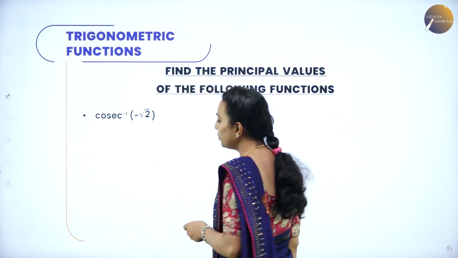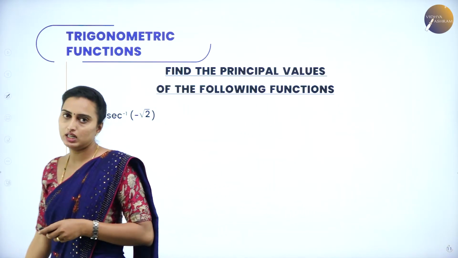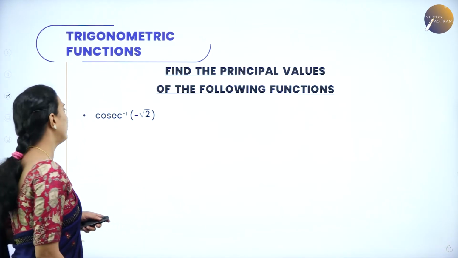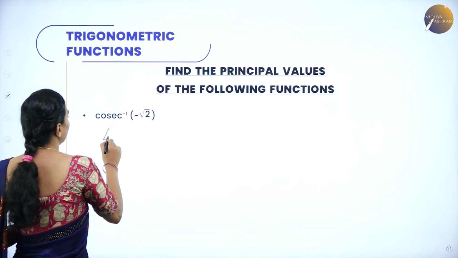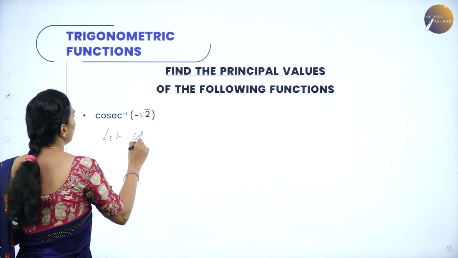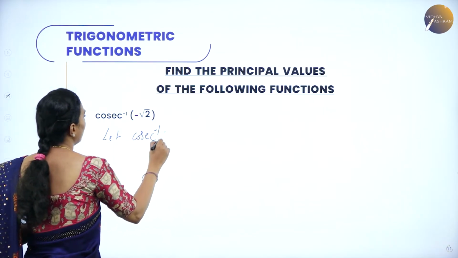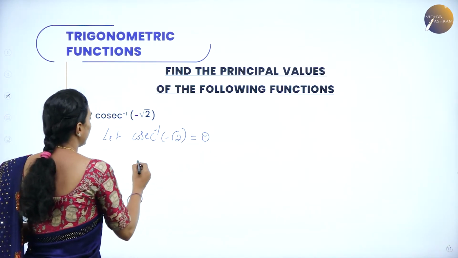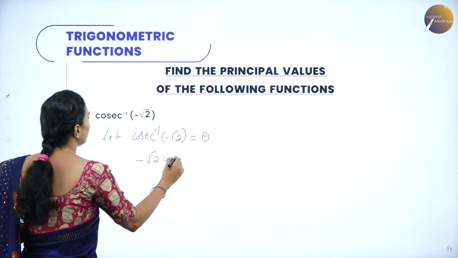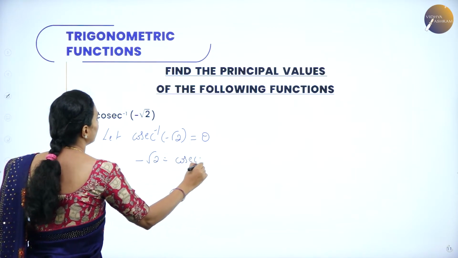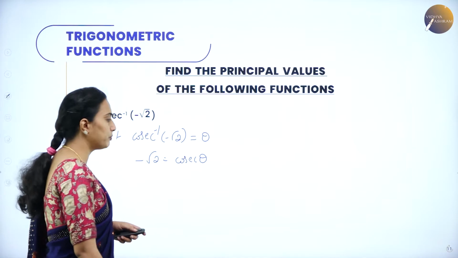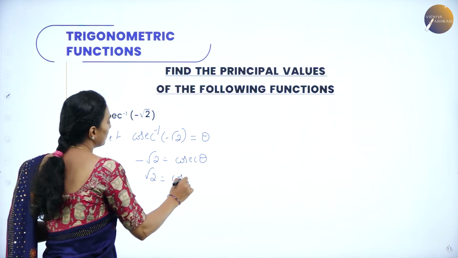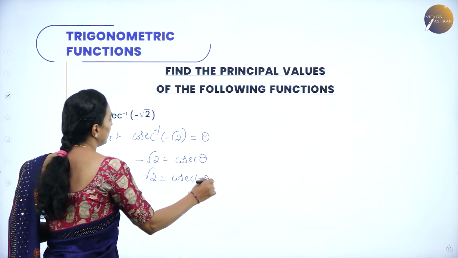Next, let us move on to cosecant inverse of minus root 2. What is cosecant? Cosecant is the reciprocal of sine. So let cosecant inverse of minus root 2 be equal to theta. Otherwise, minus root 2 is equal to cosecant theta. Otherwise, you can write root 2 as equal to cosecant of minus theta, isn't it?